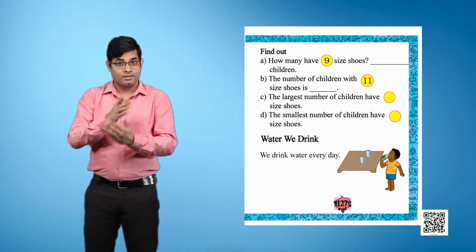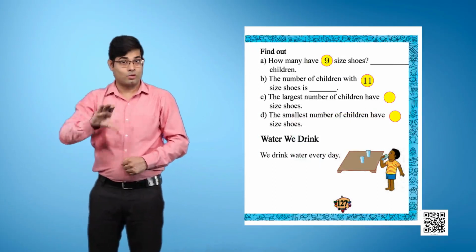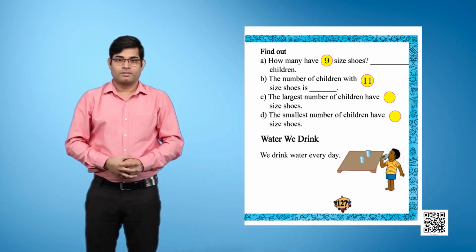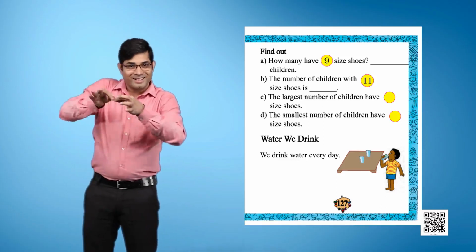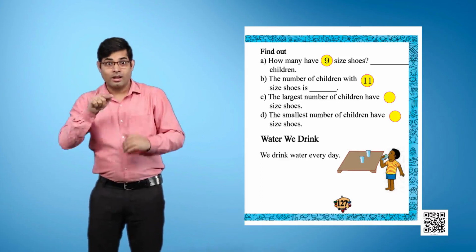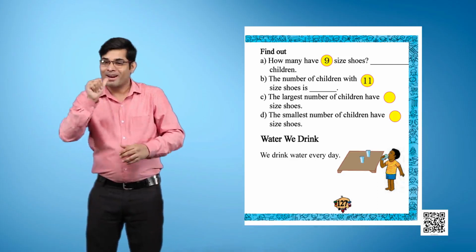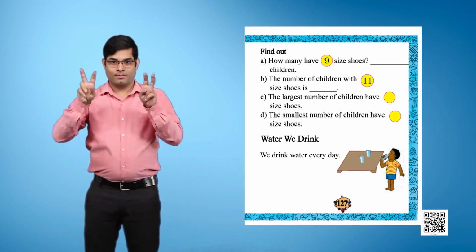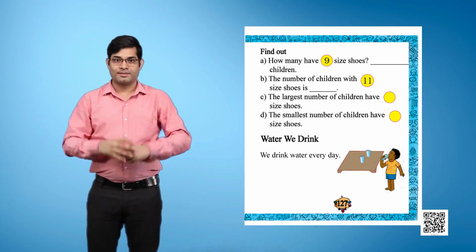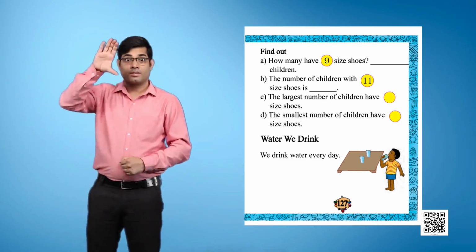Page 127. This page is divided into two parts. The story of shoe number continues in part 1, and in part 2, a new story titled Water We Drink begins. Let's start reading this page. Part 1.